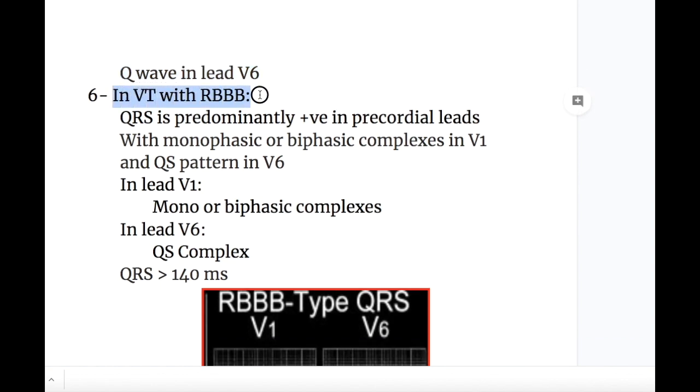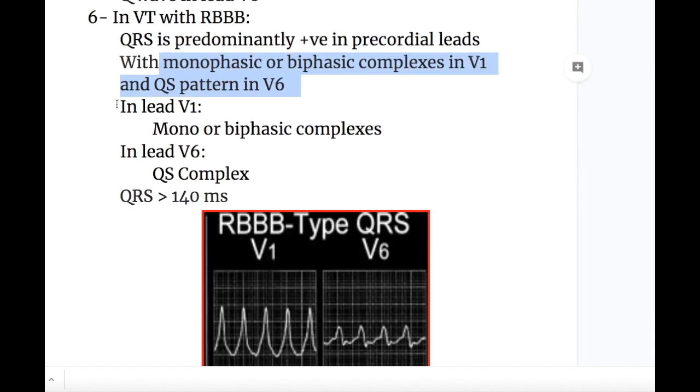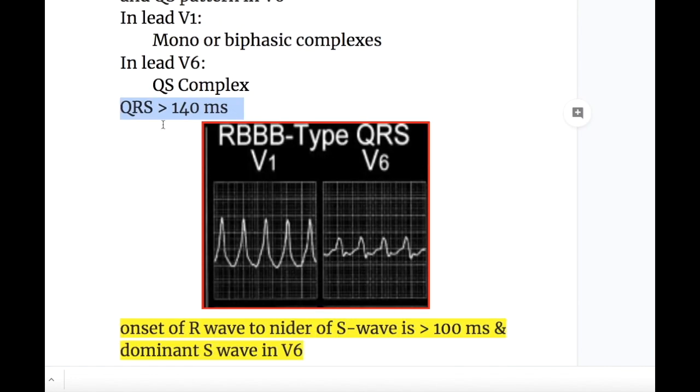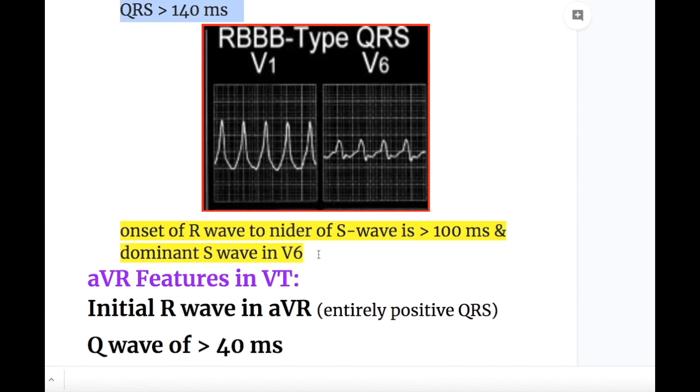What happens in V.Tach with right bundle branch block? In V.Tach with right bundle branch block, QRS is predominantly positive in precordial leads, with monophasic or biphasic complexes in lead V1 and QS pattern in lead V6. Number 2, the QRS complex is more than 140 milliseconds, whereas it was more than 160 milliseconds in left bundle branch block with V.Tach. The onset of R wave to nadir of S wave is more than 100 milliseconds and there is a dominant S wave in lead V6.